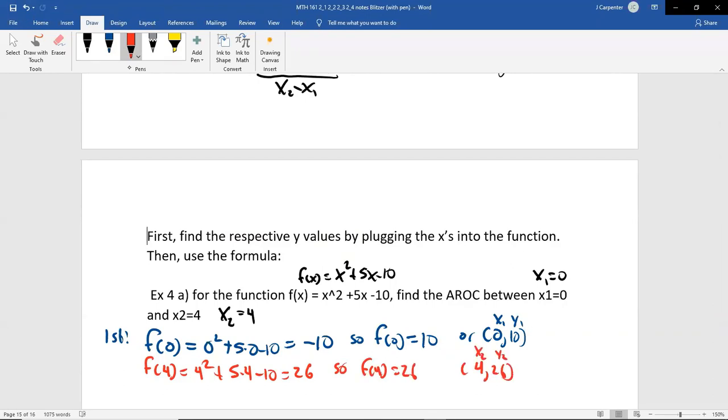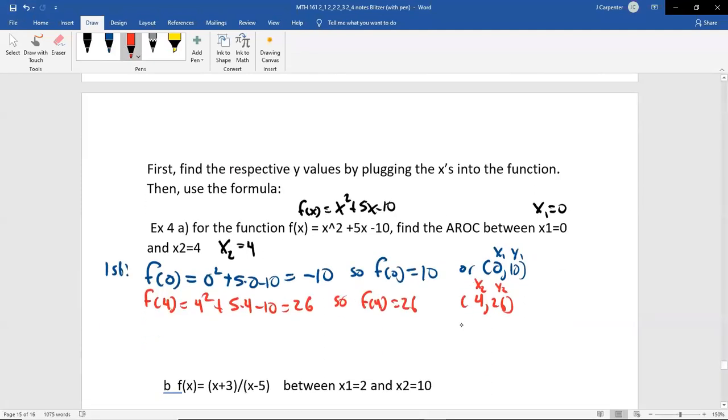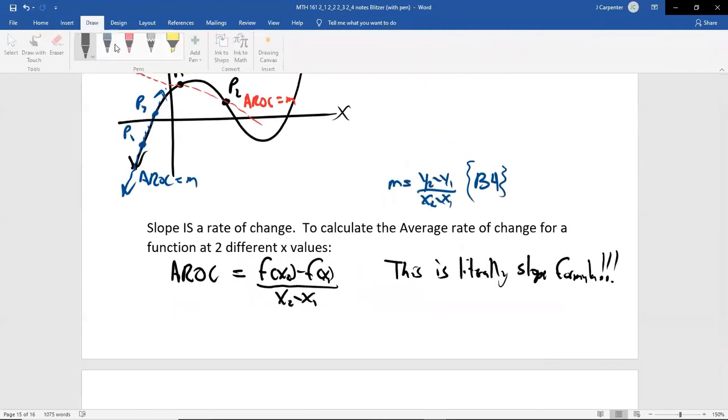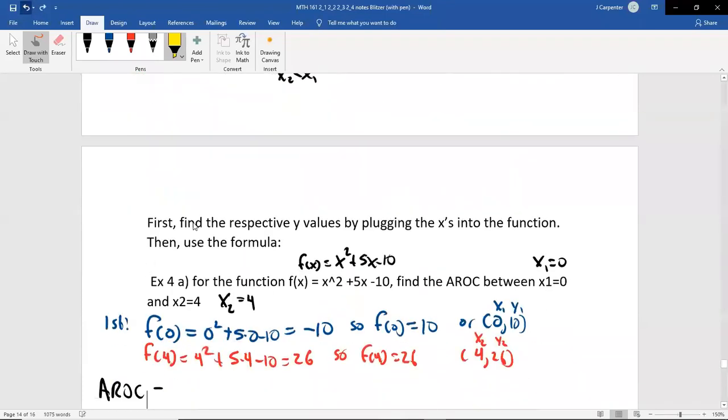And now all we're doing is literally the slope formula. Whether you wrote things in function notation or as coordinate pairs, your average rate of change from 0 to 4 specifically, and if you wanted to write that, you can, but it's implied here, would be the f of x2 minus the f of x1. Let me show that formula one last time. It's this: f of x2 minus f of x1, which were the y values that we found, the 26 and the 10, divided by the difference of the x values.